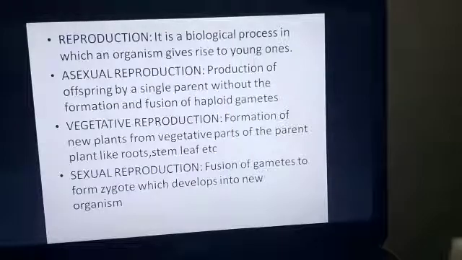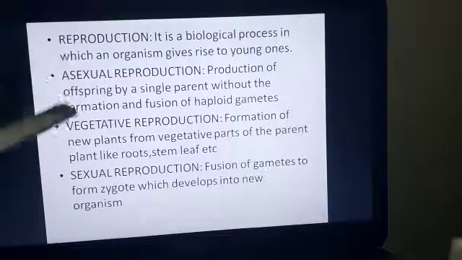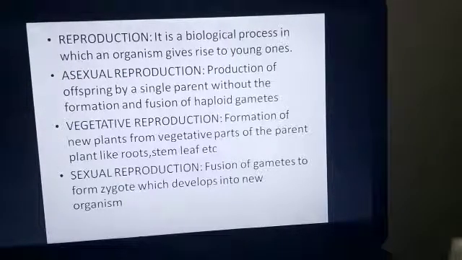So children, it is very important to know the differences between asexual and vegetative, asexual and sexual, vegetative and sexual. Various combinations of differences can be asked in the examination paper. You should be very clear with these definitions.